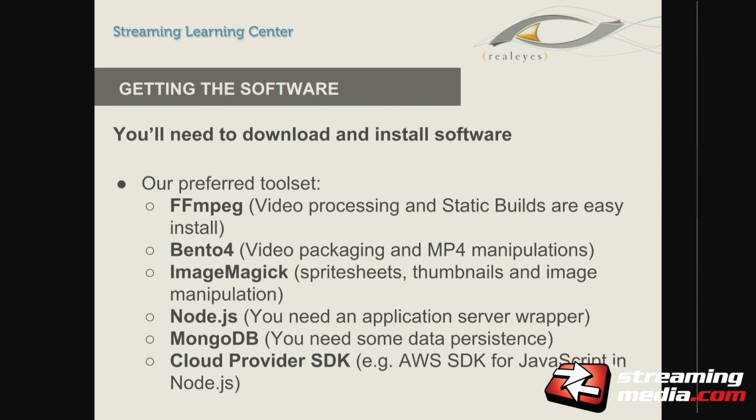Kind of the stack that we usually end up working with when we're talking about putting together some kind of quick little cloud and code system. Obviously, we're using FFmpeg, Bento4. We use ImageMagick. We do a lot of stuff where we need sprite sheets and thumbnails. We often do that over using the iframe tracks. It can perform a lot better on the client side, depending on what you're doing.